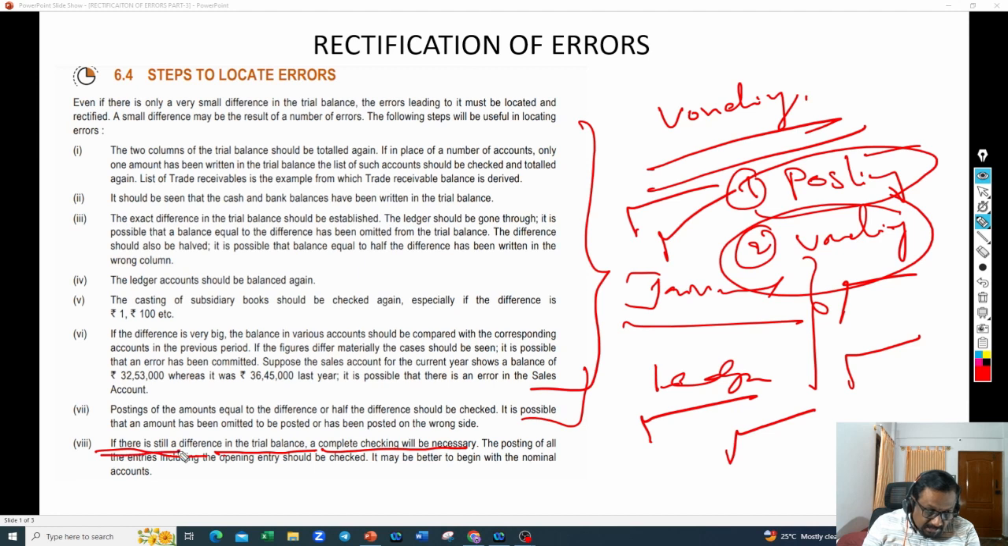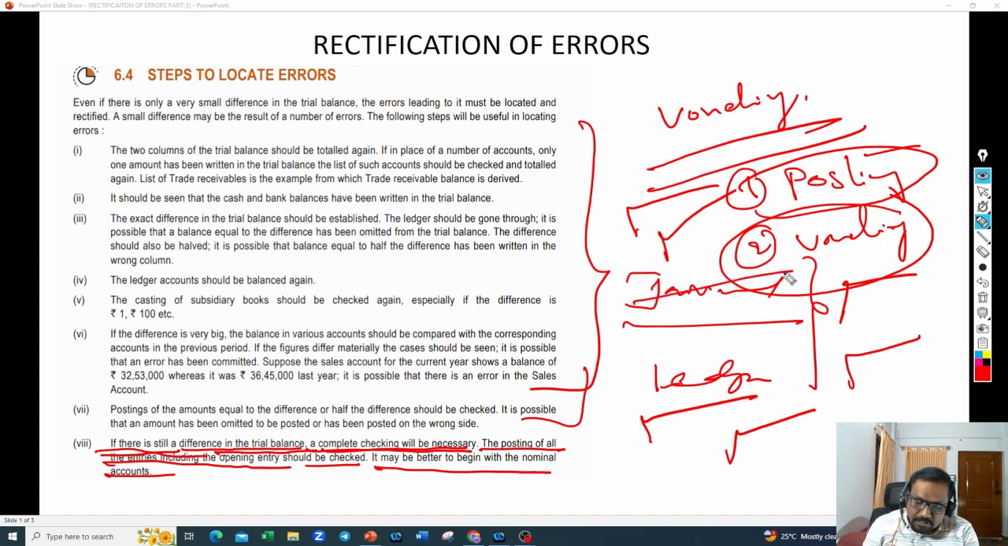That is the reason here it is saying if there is still a difference in the trial balance, a complete checking will be necessary. You need to do the complete checking. The posting of all the entries, including the opening entry, should be checked. That is what I told you now. Including opening entries, closing entries, transactions, everything has to be thoroughly checked. Then you can definitely identify the difference. Then it may be better to begin with the nominal accounts. He's saying, let us start with the nominal accounts. But my suggestion is you better check everything.